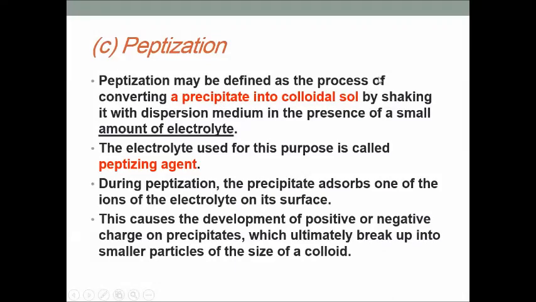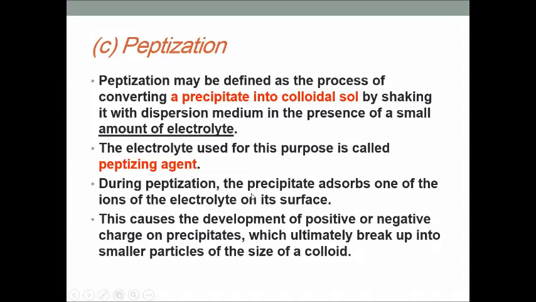Peptization may be defined as the process of converting a precipitate into colloidal sol. That is, it is a process to convert a precipitate into colloidal sol by shaking it with a dispersion medium in the presence of a small amount of electrolyte. If the precipitate is converted into colloidal sol by a small amount of electrolyte, we name it peptization. The electrolyte used for this purpose is known as the peptizing agent.